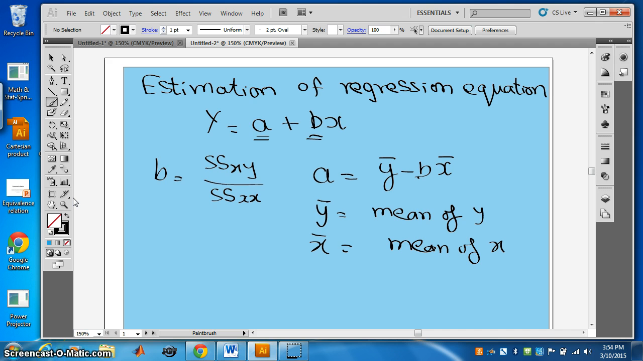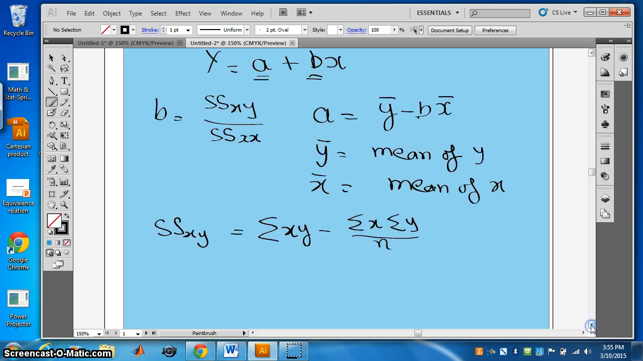How to find the sum of squares of xy? Sum of squares of xy we can find by calculating sigma xy minus sum of x multiplied by sum of y divided by n, and the sum of squares of x we can find by finding the sum of squares of x.